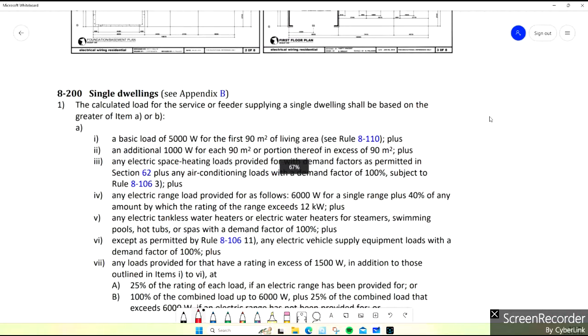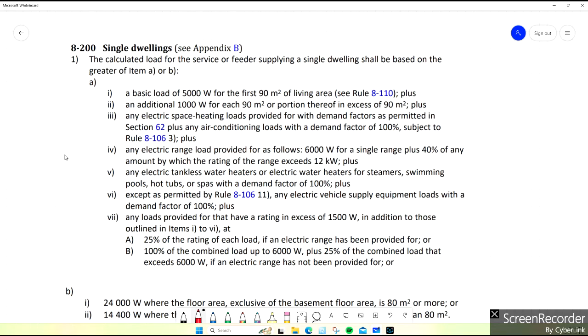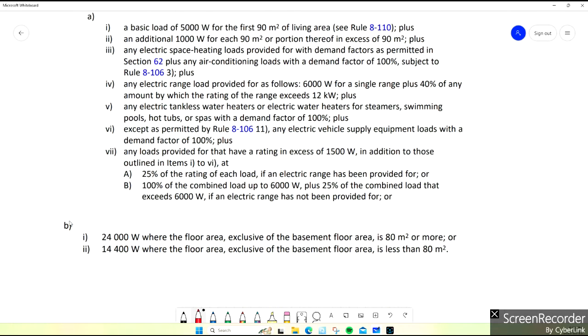So 8200 of the Canadian Electrical Code. Let's go at her. The calculated load for the service or feeder supplying a single dwelling shall be based on the greater of item A or B. All right, so there are two parts here. The calculated load for a single dwelling is going to be based on either this calculation in A that we are going to do, or if for whatever reason this was a very small load and B ended up being greater, then we'd have to use item B here, right?